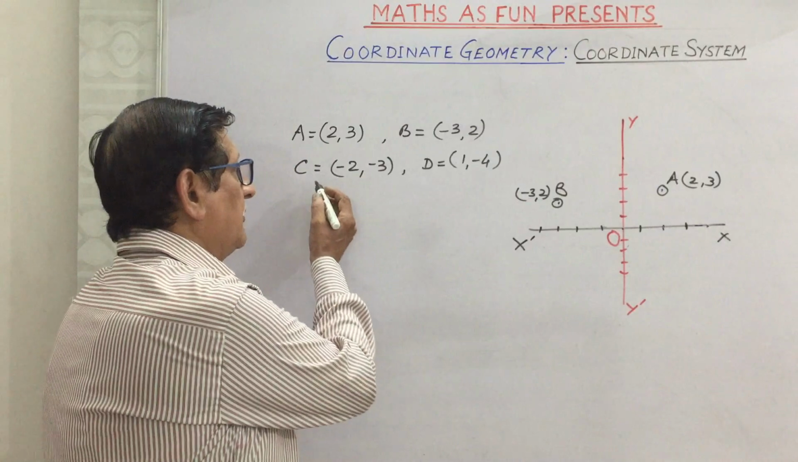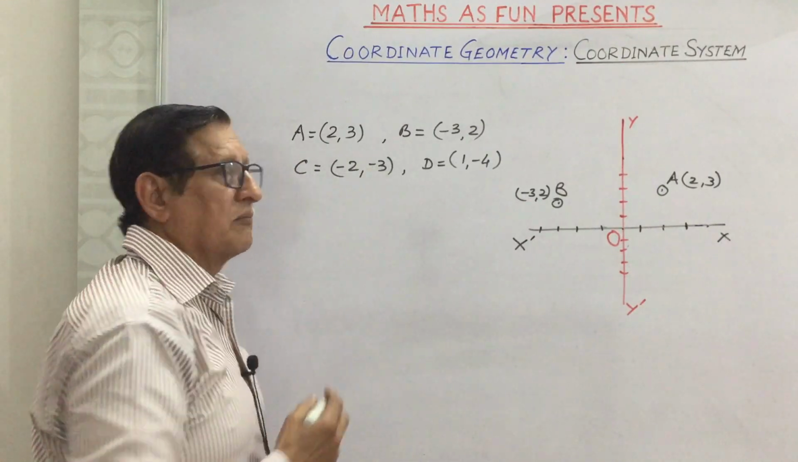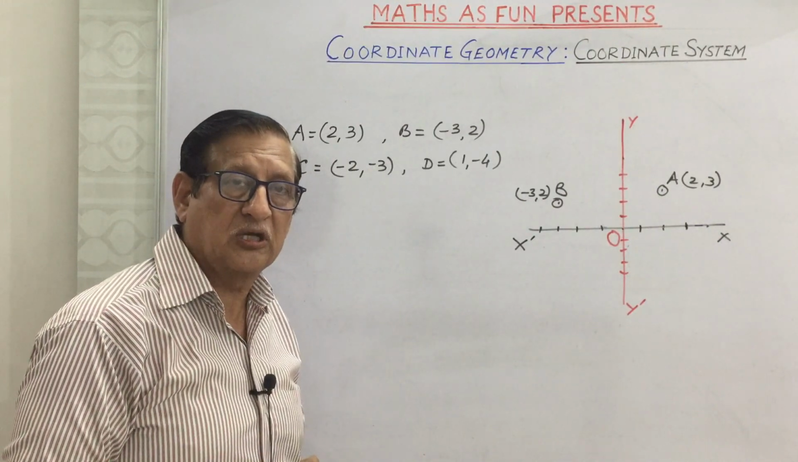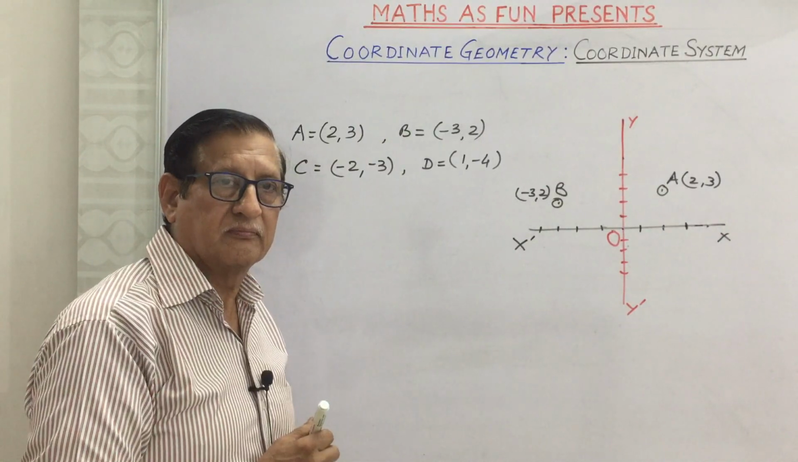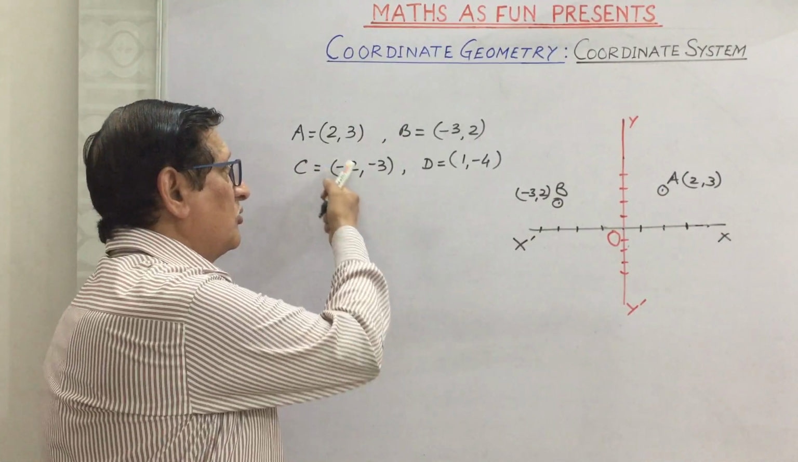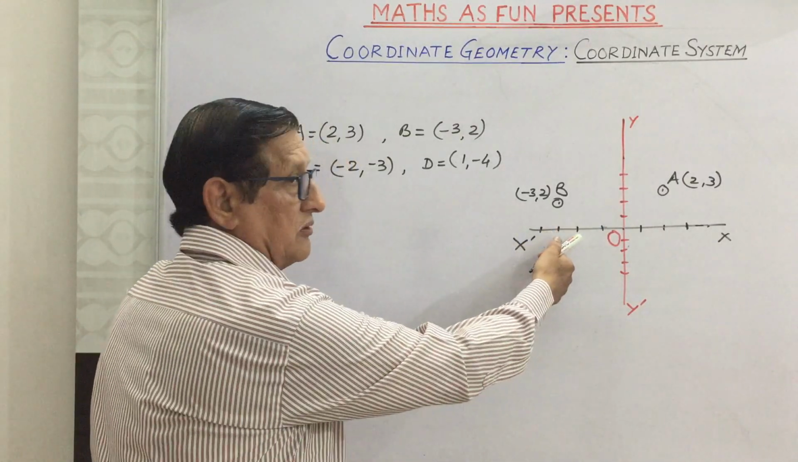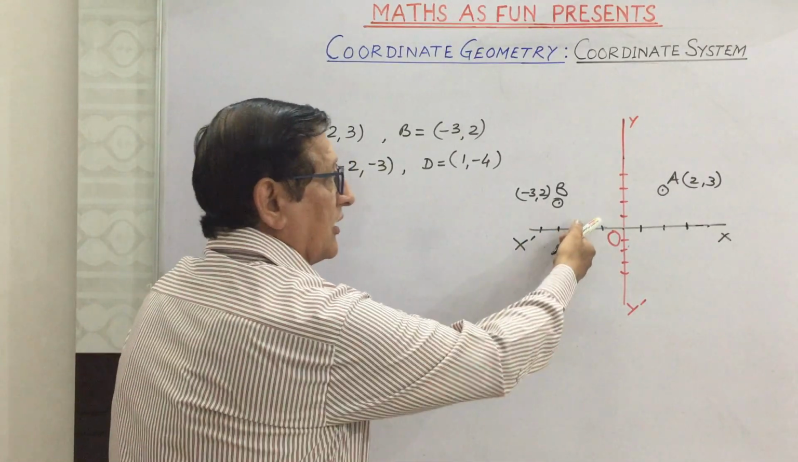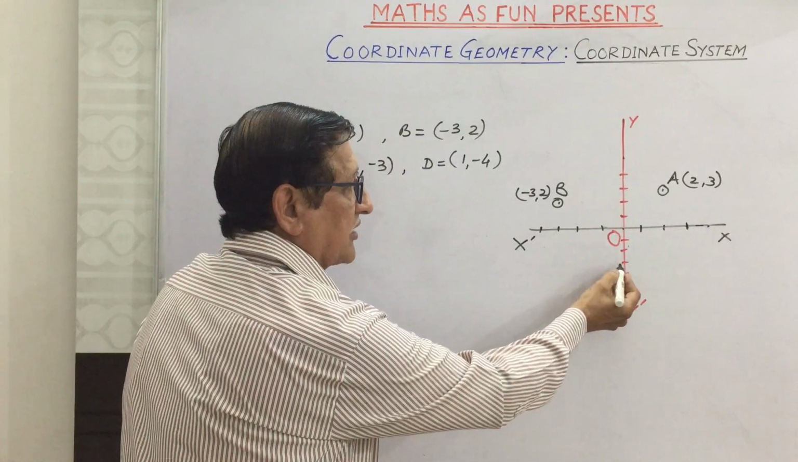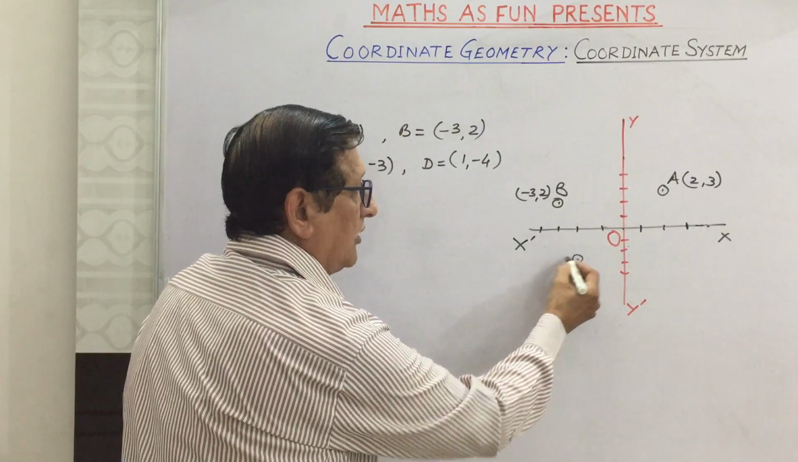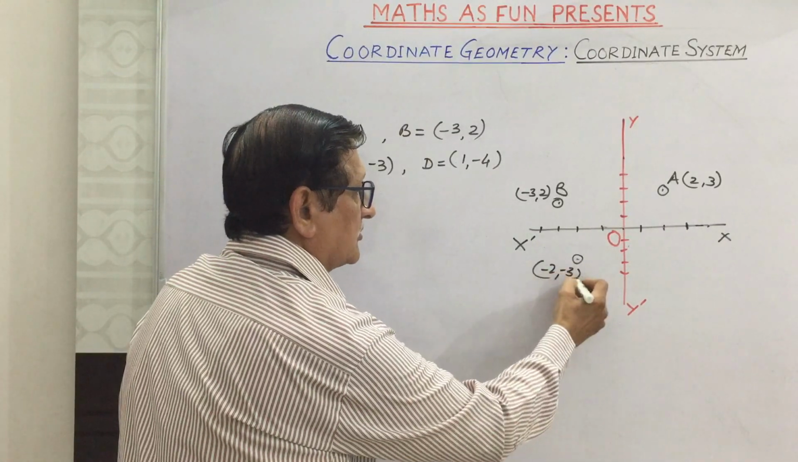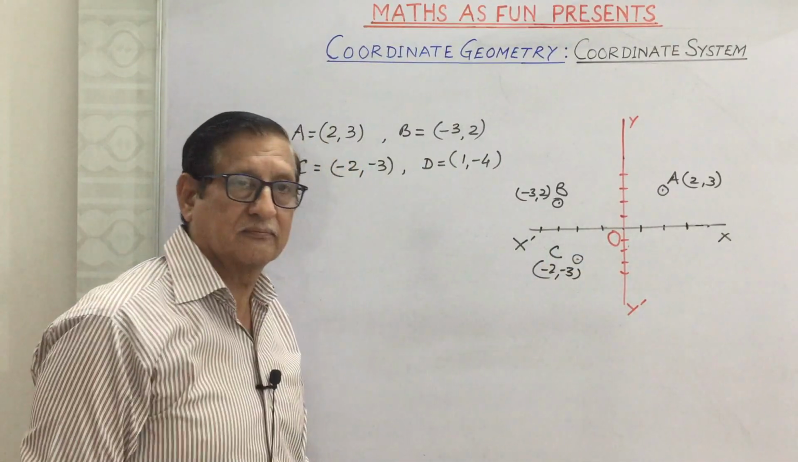Third point C, the coordinates of it are -2, -3, both are negative. -2 is the distance along x-axis, it will be in the negative direction, -2 here, and -3 means along the y-axis, that is also negative direction, so -2, -3 comes here. This is your point C.